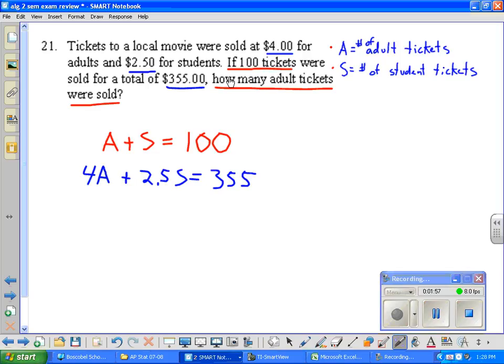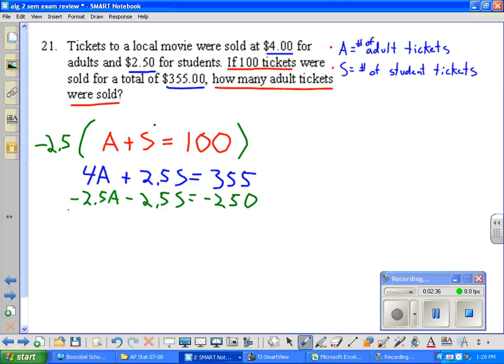So I'm going to choose to do elimination, and I'm going to choose to cancel out my S's because I'm trying to solve for adult tickets anyway. So notice here that I have 2.5s here, and if I could have a negative 2.5s there, that would make me very happy. So what I'm going to do is multiply this whole equation by negative 2.5. So I end up with negative 2.5a minus 2.5s is equal to negative 250.